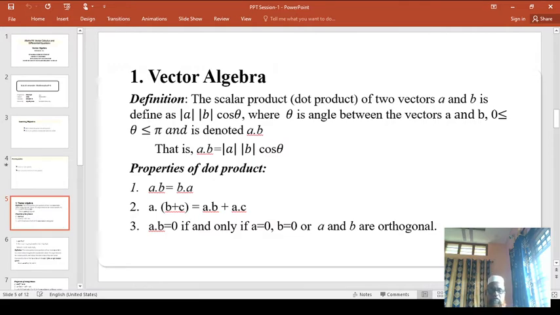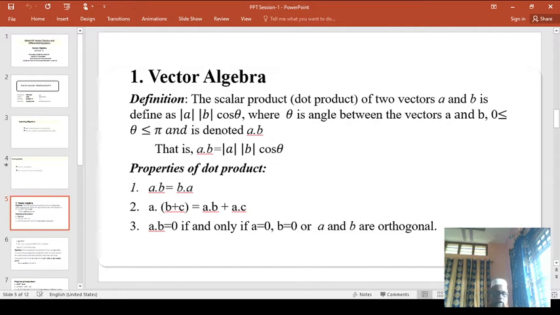So properties of dot product. a dot b equals b dot a. So scalar product is commutative. a dot b is the same as b dot a. Next is distributive, that is a dot (b plus c) equals a dot b plus a dot c.